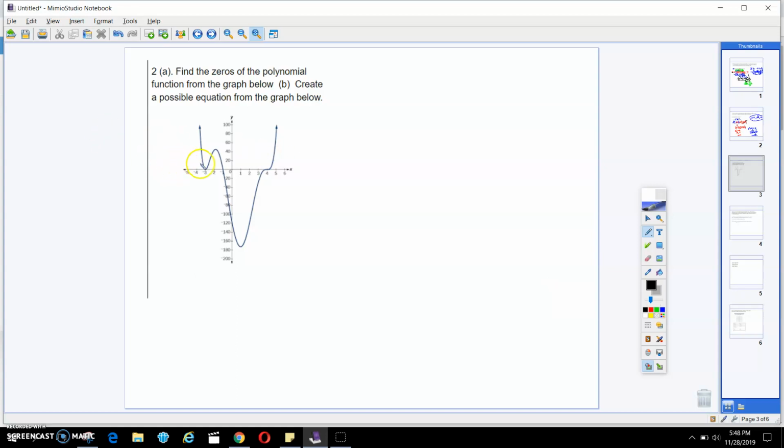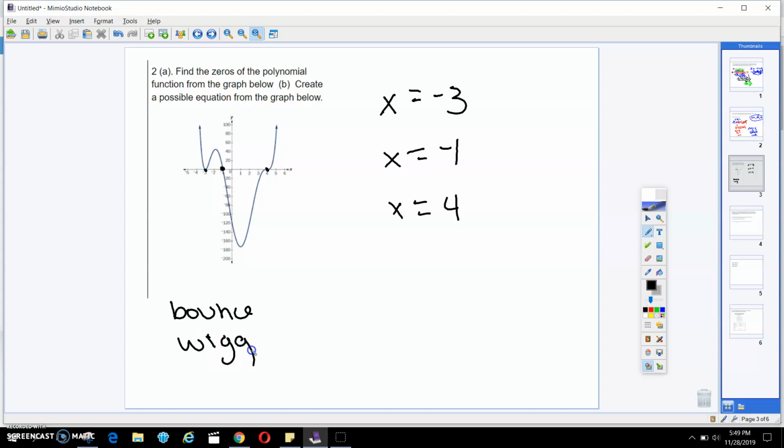So first thing I'm going to notice is that it touches at x equals negative 3, at x equals negative 1, and at x equals 4. So I've got x equals negative 3, x equals negative 1, and x equals 4. Hopefully your teacher talked about bounce, wiggle, and cross. If you cross the x-axis, you're going to have a multiplicity of 1. If you bounce, you're going to have a multiplicity of 2. And if you wiggle, you're going to have a multiplicity of 3.